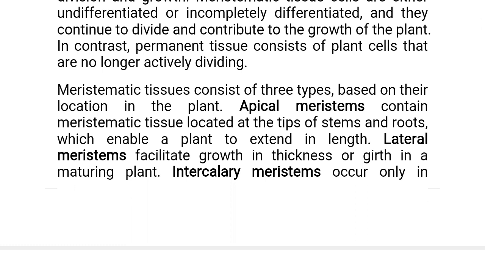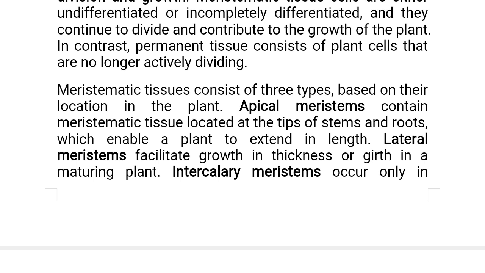And what is the function? It ensures cell division at the tip of the shoot or the root region of the plant, so that the plant can increase in height. So you might be wondering, what is making my plant grow after planting the seed? What is making the seedling to be formed, and what is making the seedling grow up and grow bigger? It is because of the action of the apical meristem.